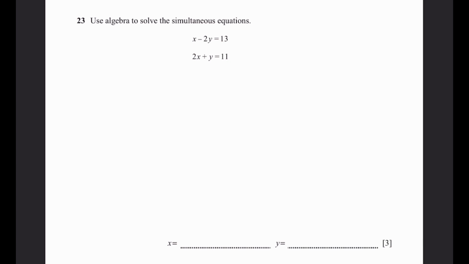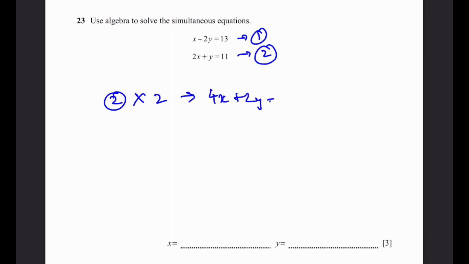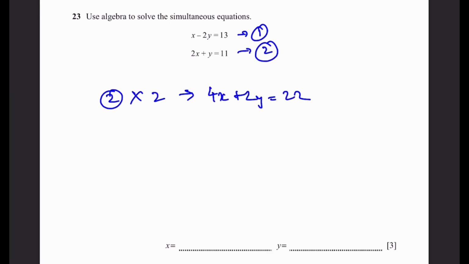Question 23. Use algebra to solve the simultaneous equations. x minus 2y is 13. 2x plus y is 11. This is equation 1. This is equation 2. Let's do equation 2 multiplied by 2. 4x plus 2y is equal to 22. So we label this equation as number 3.